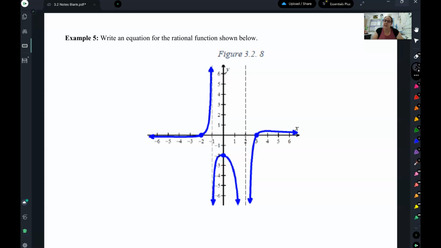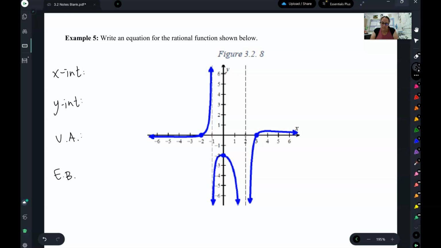Here we go, our last example. So this example, we're actually going to work backwards. We are going to take all the things that we graph and use this graph to list what those things are going to be.